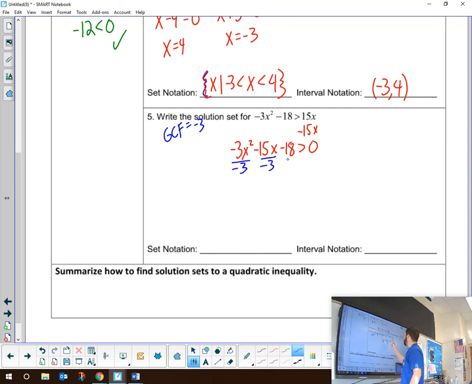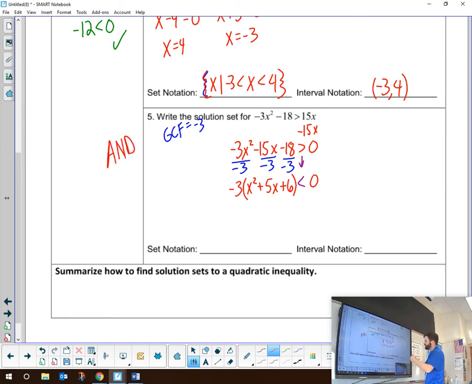But remember, look at all this dividing by negative 3 that I'm doing. So I need to flip this sign to a less than, right? Okay, so we have a negative 3 out in front. We're going to have an x squared plus 5x plus 6 is less than 0. Since this is a less than symbol after we've done my GCF, this is probably an and problem, right? It's probably coming together, okay?